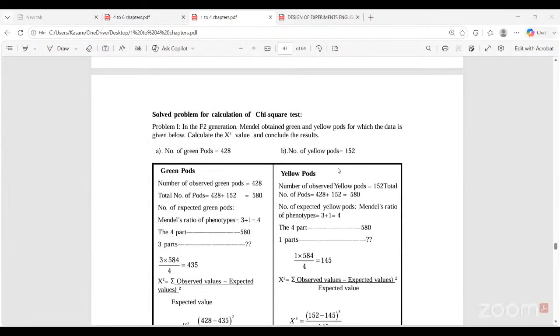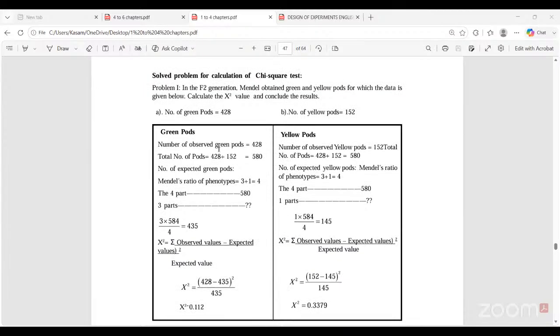See here, an example for the chi-square test they have given. Green parts and yellow parts. All of you see here: number of green parts, number of yellow parts. Green parts 428, yellow parts 152. Total number of parts is 428 plus 152, which is 580.